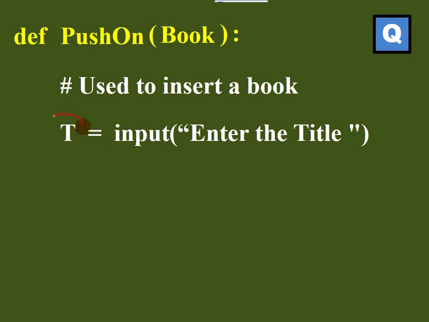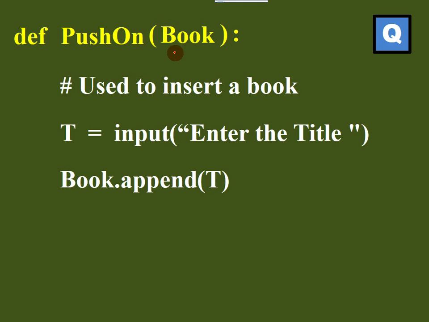So how can you insert an element into a list? The method is the name of the list dot append. The element that you want to insert should be passed as an argument. So using this line of code, the title of the book can be inserted into the stack implemented using a list.